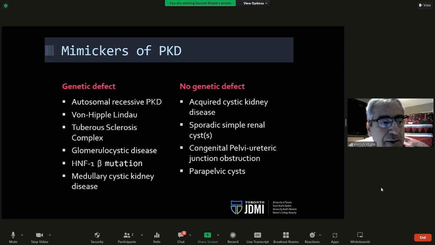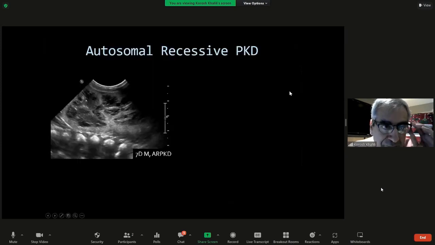necessarily disease. But obviously, some patients will have other diseases that will have lots of cysts in the kidneys, and we'll go through some of these diseases. So there are patients who have genetic defects, and these genetic defects will lead to cystic disease in the kidneys. And then there are patients who don't have a known genetic defect, and they will have some other diseases in the kidneys that will mimic cysts or will have cysts.